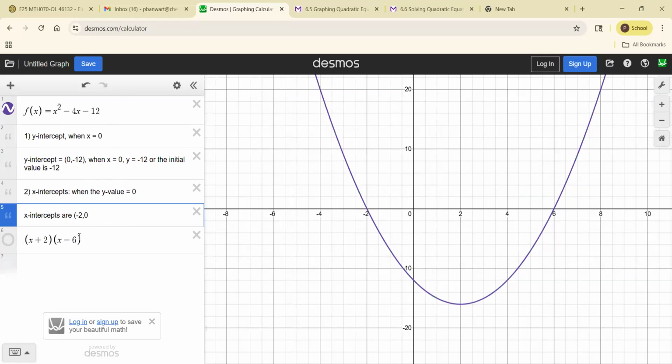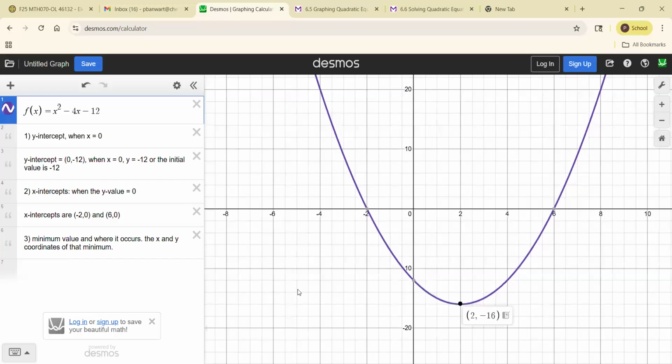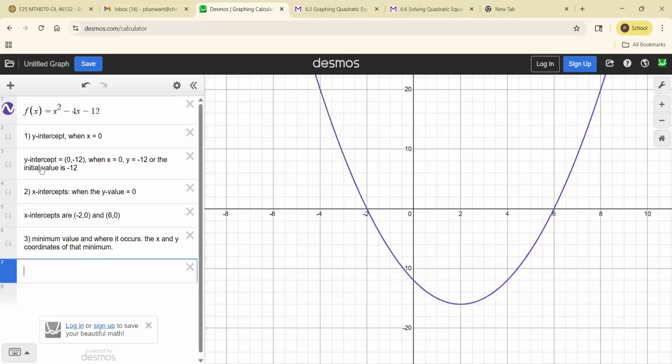It's -2 and 0, and 6 and 0. Let's find the maximum or the minimum point. Well, looking at this graph, I'm going to be looking for the minimum value and where it occurs, which means the x and y coordinates of that minimum. Clicking on the graph, again, Desmos will generally give you those points.